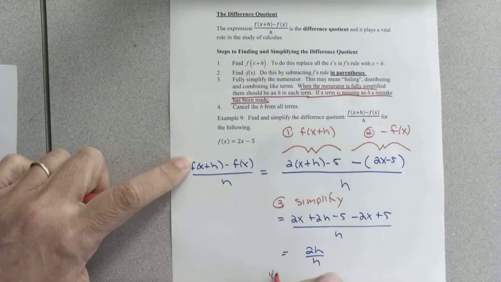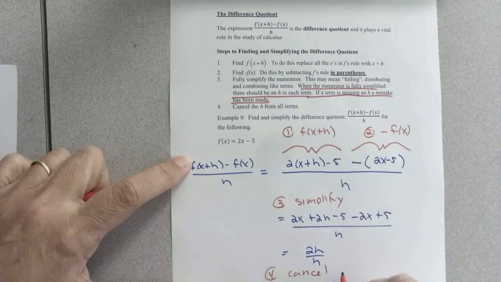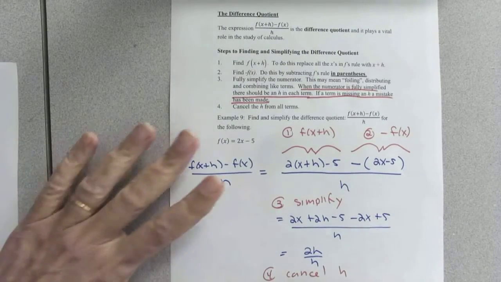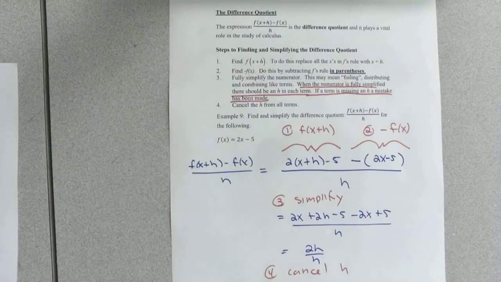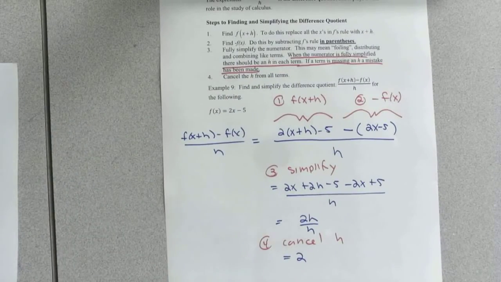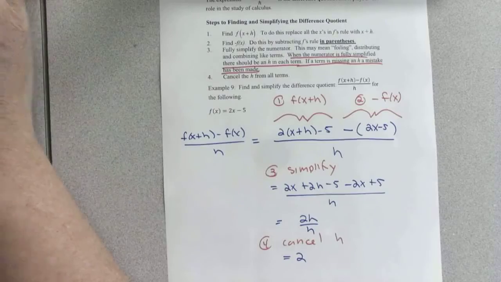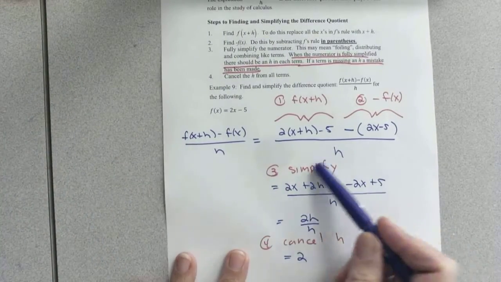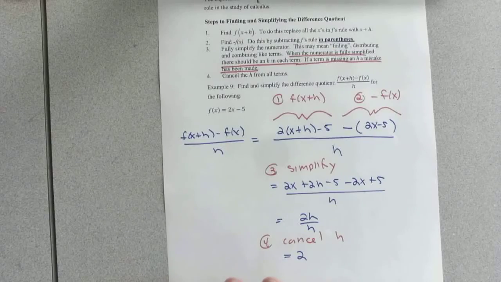And then step 4, cancel the h. And this guy equals 2. And we have found and simplified the difference quotient. Always those steps. The only difference is going to be how much work you have to do in this simplification step.